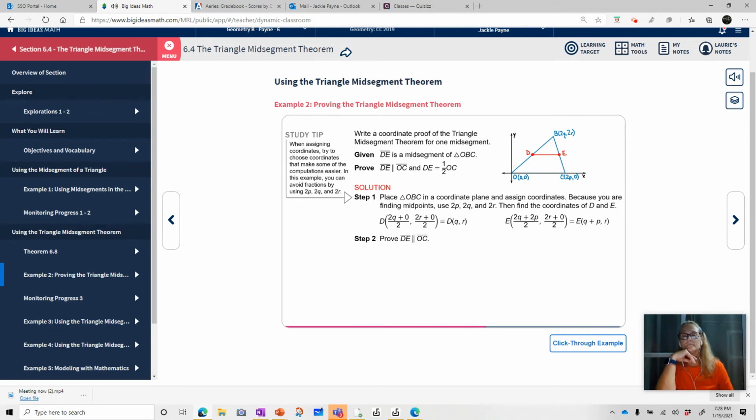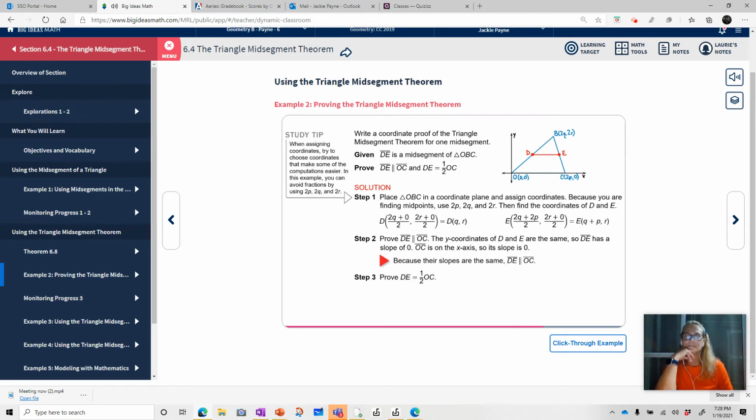Step 2. Prove segment DE is parallel to segment OC. Parallel lines have the same slope, so find the slope of each line segment. The y-coordinates of D and E are the same, so segment DE has a slope of 0. Segment OC is on the x-axis, so its slope is also 0. Because their slopes are the same, segment DE is parallel to segment OC.